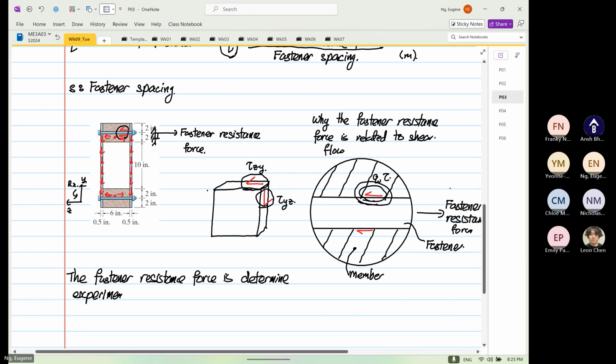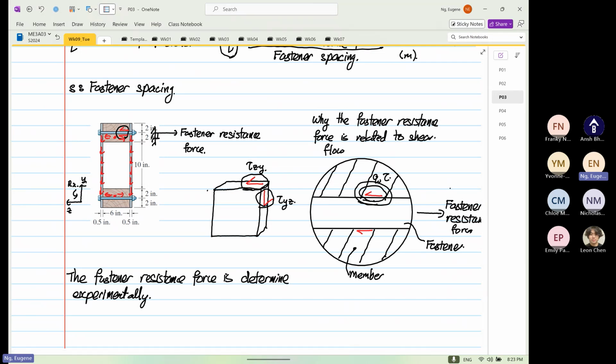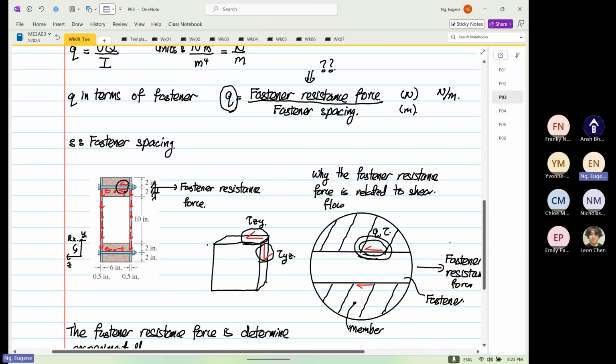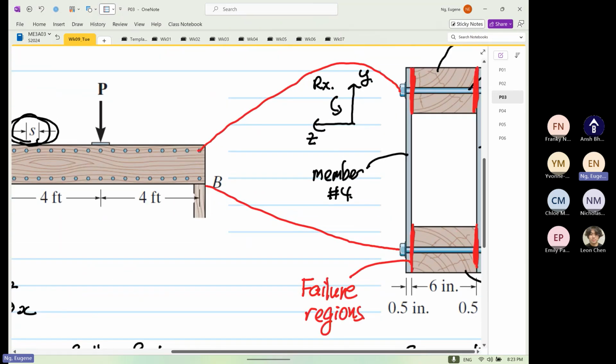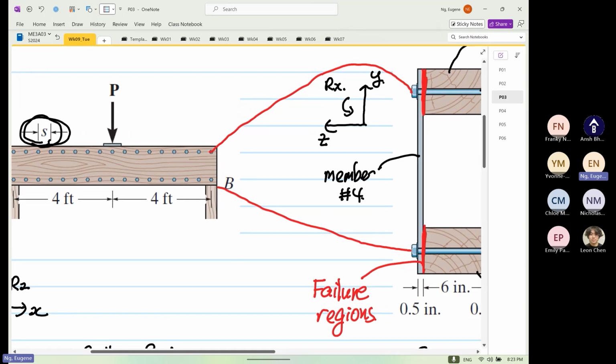Okay, so you measure how much force to put the nail. I don't know how many of you have built a deck before, right? You build a deck, you need to put nails like this. Okay, this can be nails, by the way.